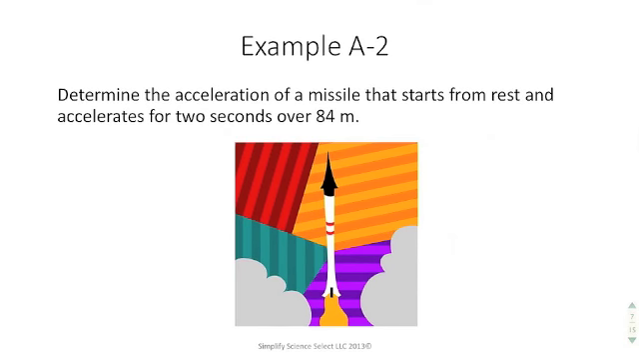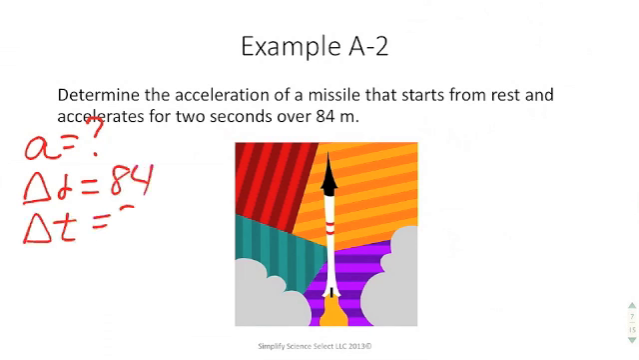So we have example A2. It says determine the acceleration of a missile that starts from rest and accelerates for 2 seconds over 84 meters. So once again, we're trying to solve for something in which we do not have the final velocity. You have delta D is 84. You have the time is 2 seconds. And in this case, we're given the initial velocity is 0 because of the idea of it starting at rest.